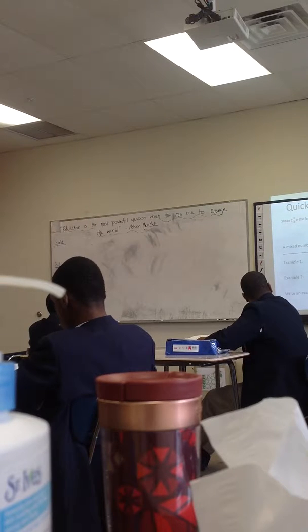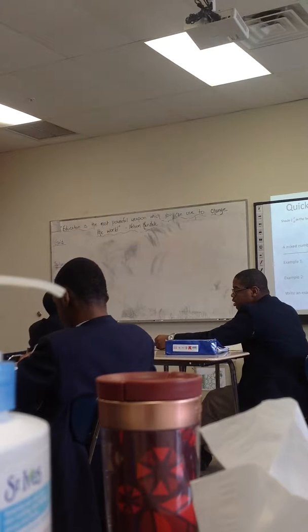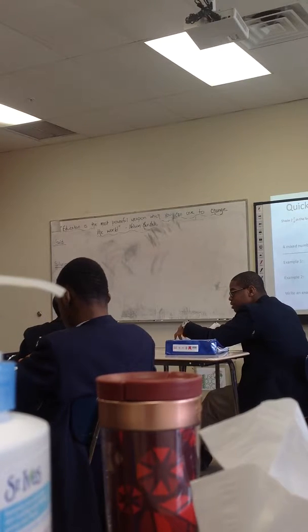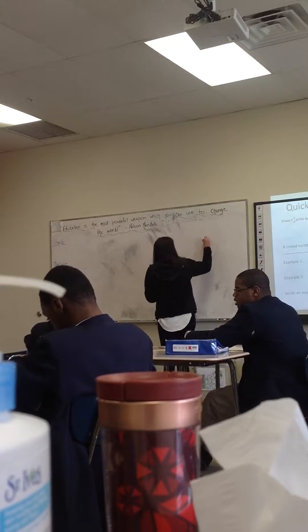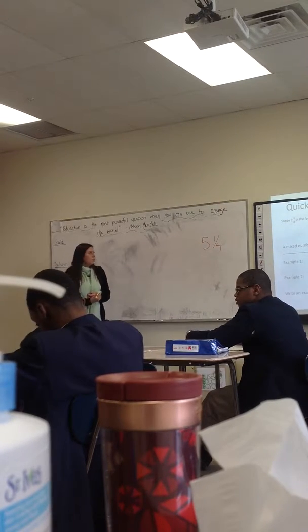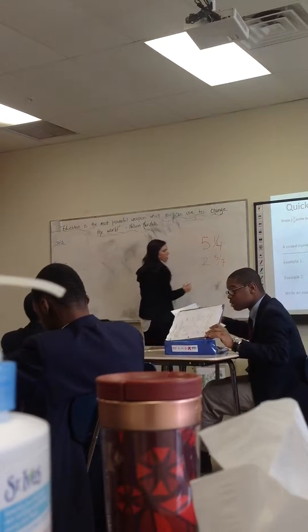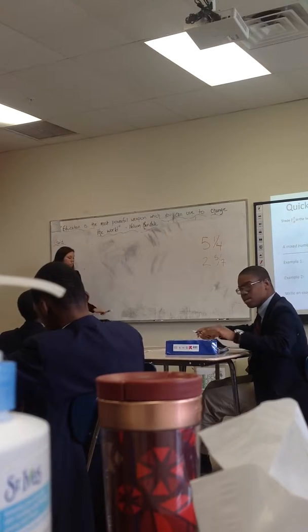A mixed number is a combination of blank and blank. Can anyone fill in the first blank? A whole number. A mixed number is a combination of a whole number and a... Sean? A fraction. Good. So example 1 would be 5 and 1/4. Example 2, 2 and 5/7. And then you can write your own example for the third one.